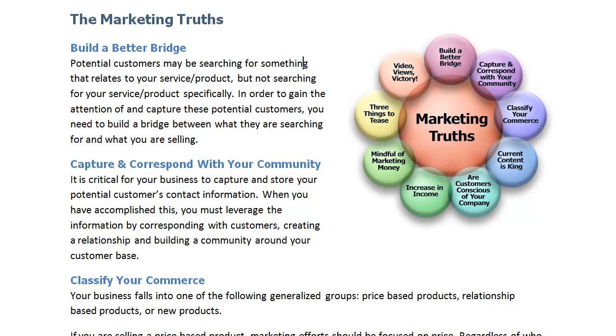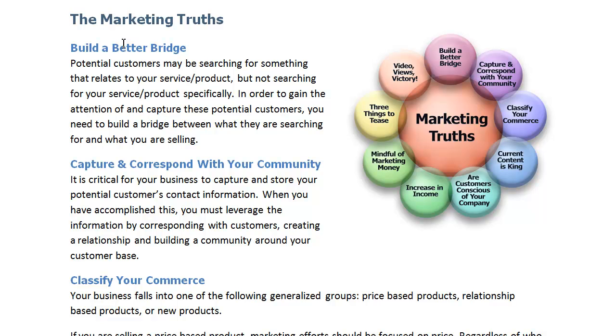The first one is build a better bridge, and this marketing truth has to do with online marketing. It actually delves into some offline marketing, but the idea is that you have to know what your potential clients are searching for as it relates to your product and service, and you have to know if they're not searching for your product and service. And if they're not searching for you specifically, you need to find out what they're searching for and build a bridge between the two.